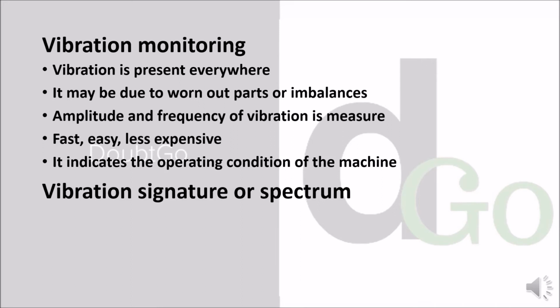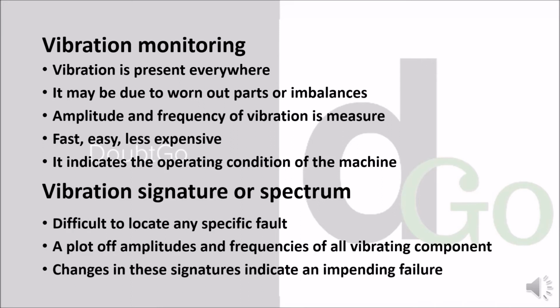Vibration signature or spectrum. In this, a graph of vibration of each and every piece of equipment is made. The plot can be of amplitudes and frequencies of the vibrating components. Changes in these signatures indicate a failure.